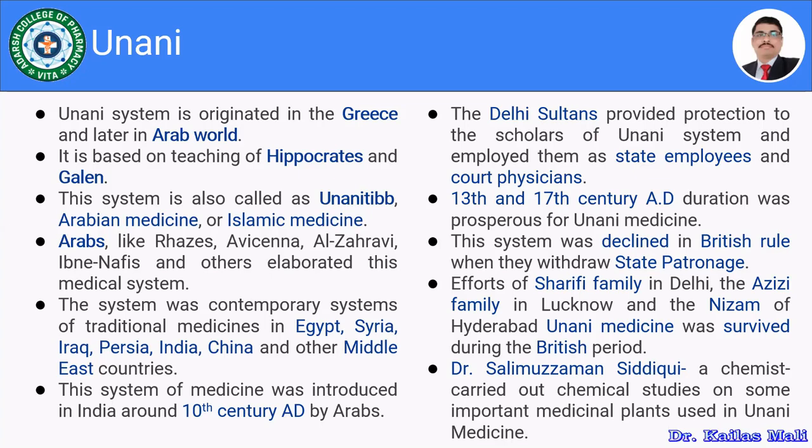Arabs like Razi, Avicenna, then Al-Zahrawi, then Ibn al-Nafis, and others elaborated this medical system. There are so many Arabs who contributed to the development of the Unani systems of medicine. It is mainly based on the teaching of Hippocrates and Galen. The system was a contemporary system of traditional medicine in Egypt, Syria, Iraq, Persia, India, China, and other Middle East countries. It is being practiced in many areas.